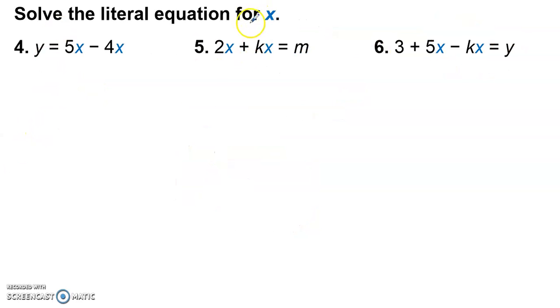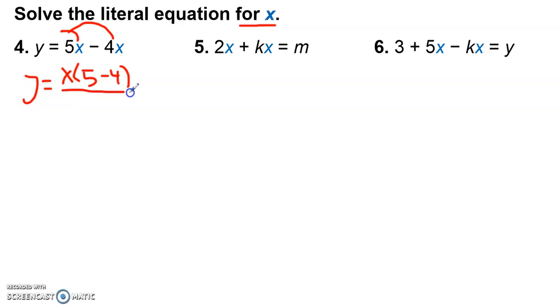Okay, we need to solve for x. So we're going to do exactly what we did last time. We're going to do the opposite of distributing. So we're going to take the x back out. So if we take x out, that leaves us with 5 and 4, and y on this side.